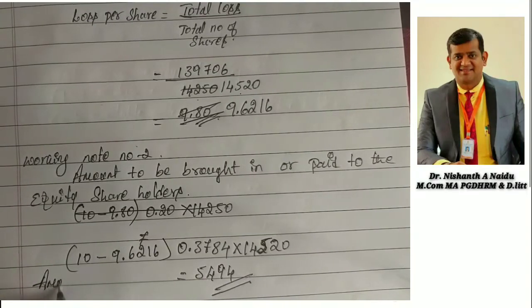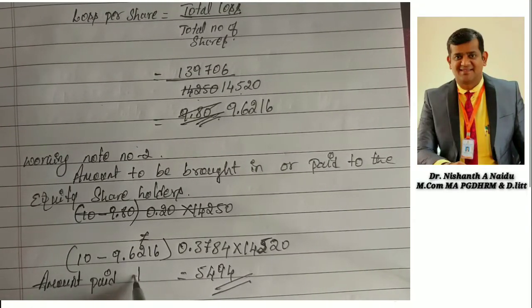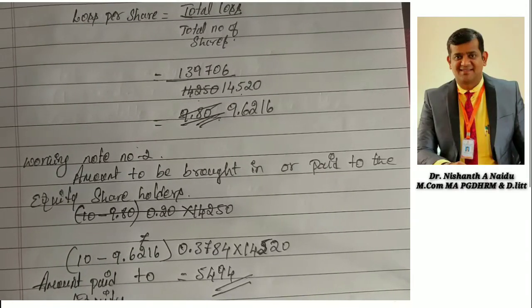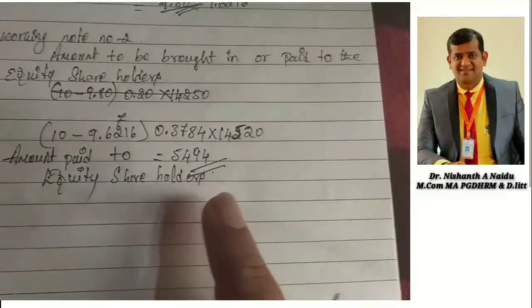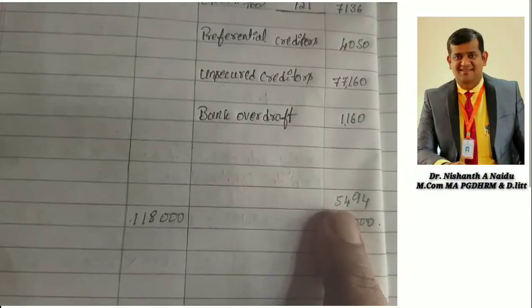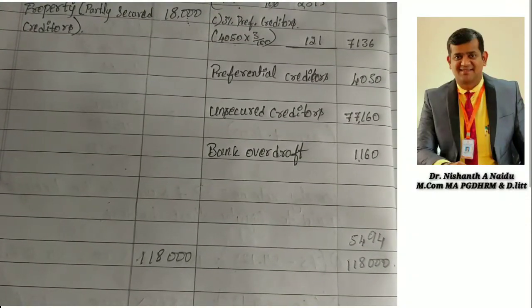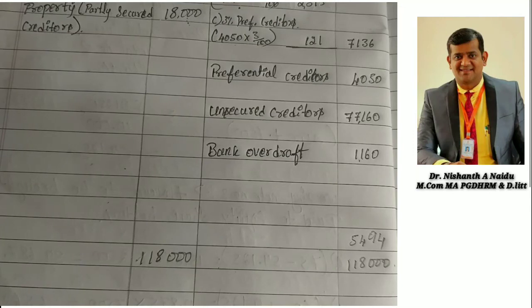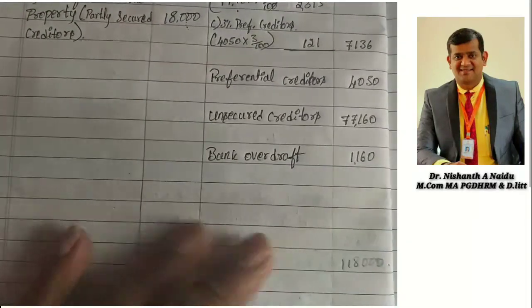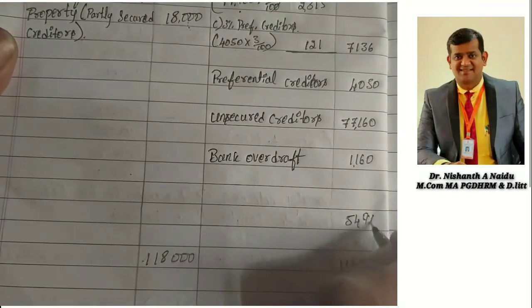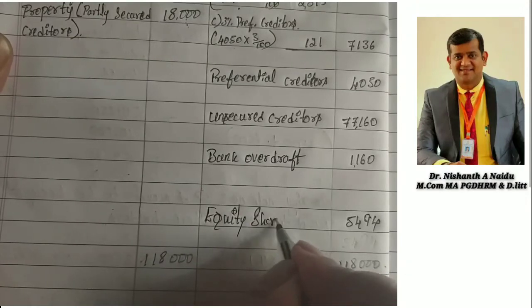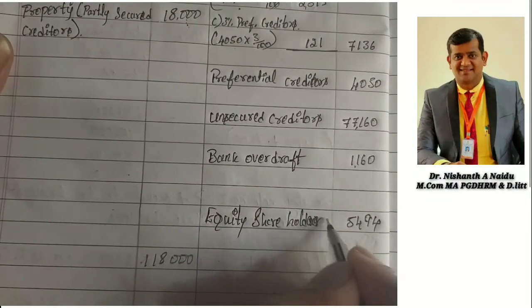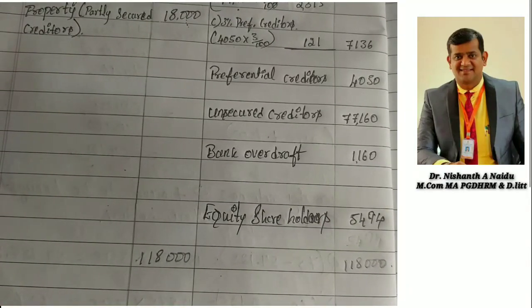So this is the amount paid to equity shareholders, 5,494. Now, how much is the answer we got? 5,494. So now I will erase what I have written in pencil and write it in pen. 5,494 to equity shareholders. Now both sides' totals got tallied.